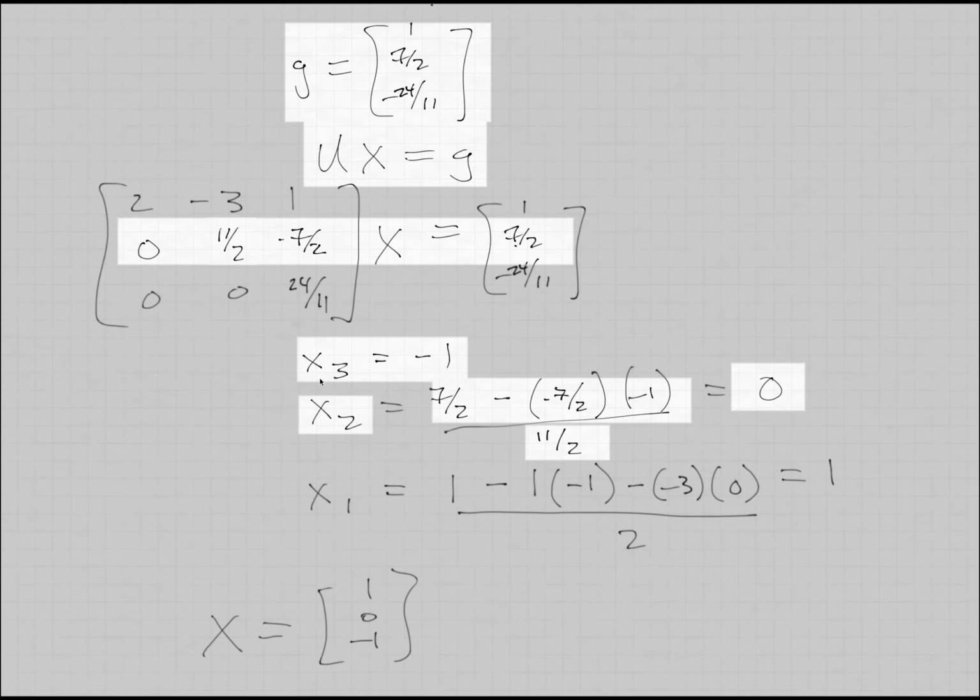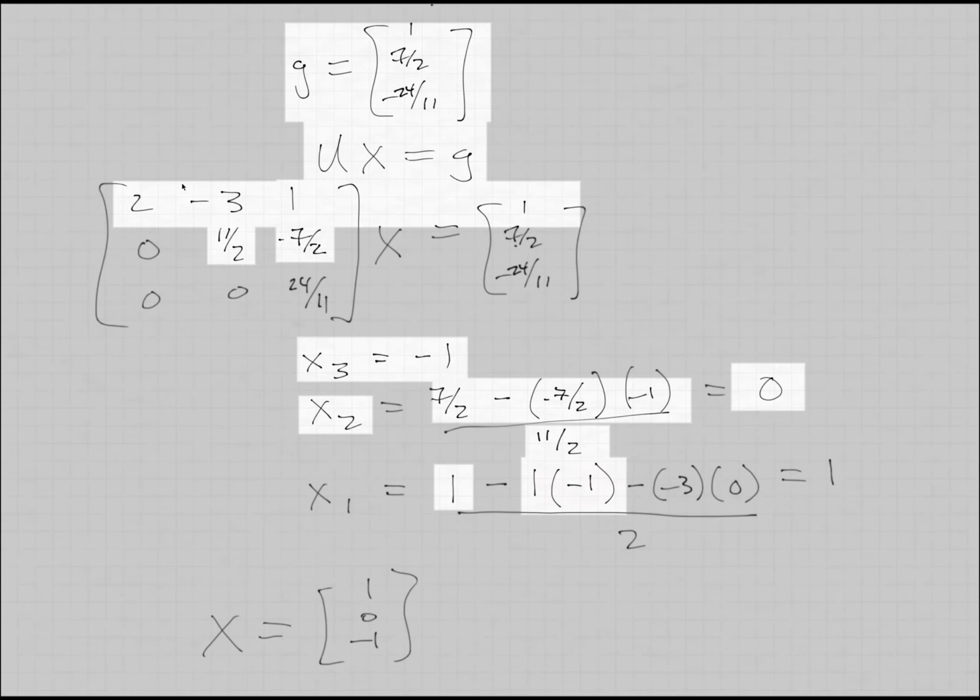And then the first row of the matrix equation says that 2x1 minus 3x2 plus 1x3 equals 1. So again, we solve by starting with the 1 here, subtracting off this term, which is 1 times negative 1, subtracting off this term, negative 3 times 0, and then dividing by the coefficient 2, and we end up with 1. So x1 turns out to be equal to 1. Therefore, we've got our solution now. X is equal to 1, 0, negative 1, where the 1 is at the top and the negative 1 is at the bottom.